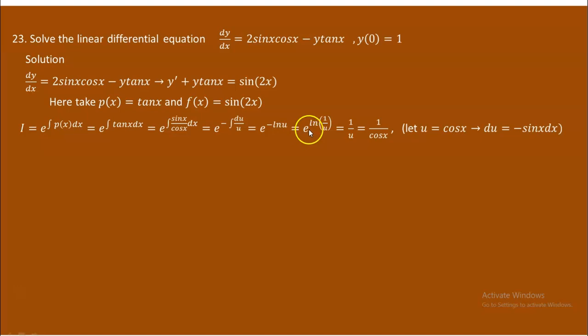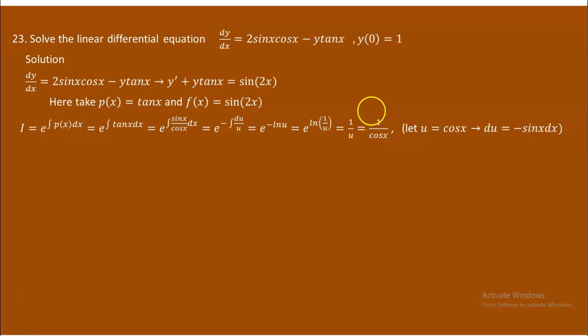and it will be e to the power of ln of u to the power of minus 1, which actually is 1 over u. And we knew that the logarithm to the base e is here, so this expression simplifies to 1 over u. And we knew what u is. u is assumed to be cos x, so directly put cos x in place of u. Thus, I is obtained to be 1 over cos x, which actually is the same as sec x.